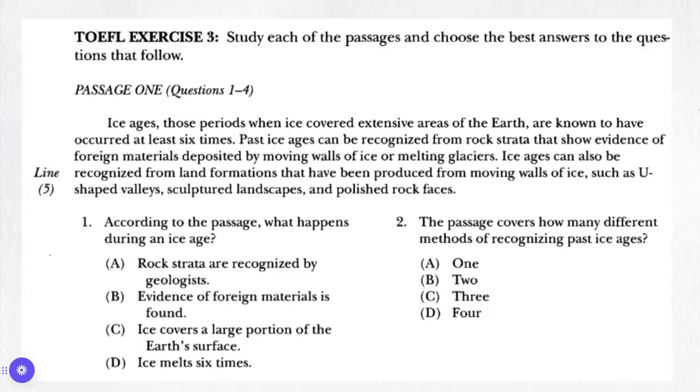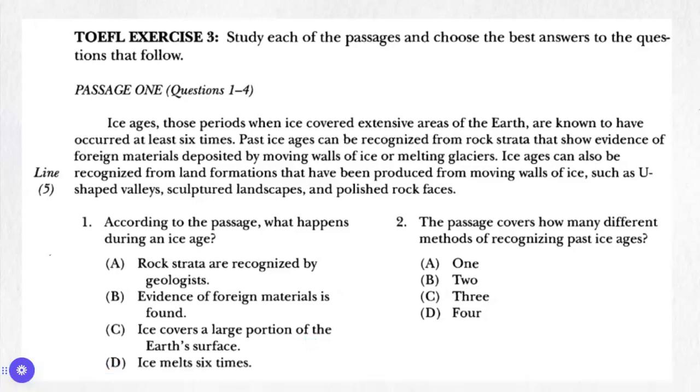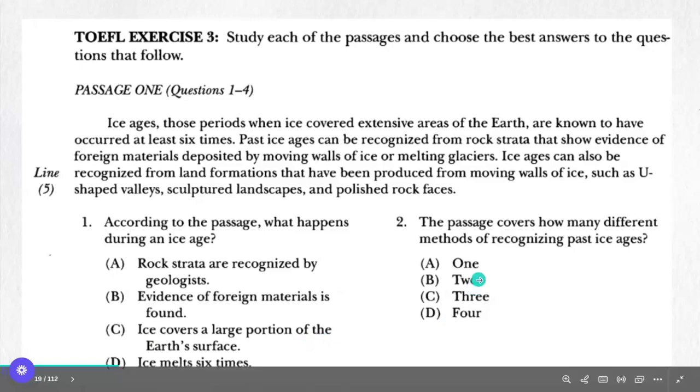Sorry. Let's check. Number one, C. Ice covers a large portion of the Earth's surface. And number two, it's B. Two methods.